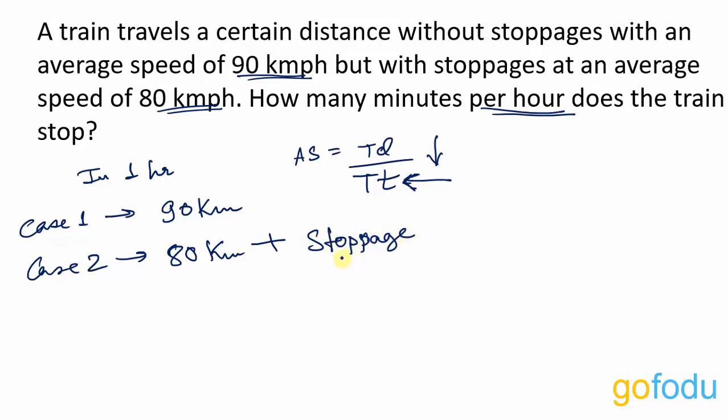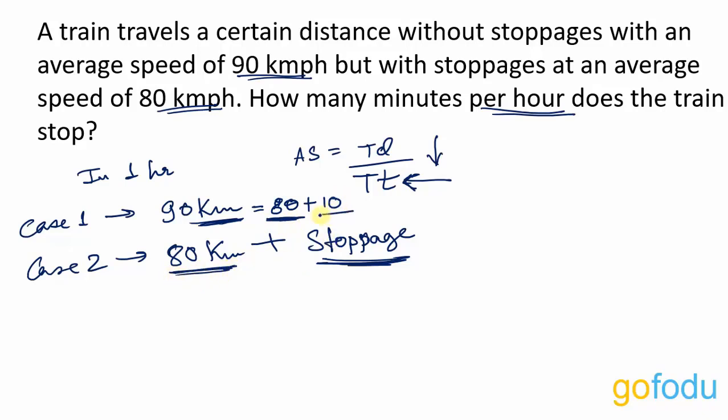So when this stoppage is not there, 10 extra kilometers are covered. That simply means the time taken by the train to cover these 10 extra kilometers is the time that the train is taking in case 2 for stoppages. Okay, this 90 is what? 80 plus 10. The train covers 80 kilometers here, and 80 in the second case as well.